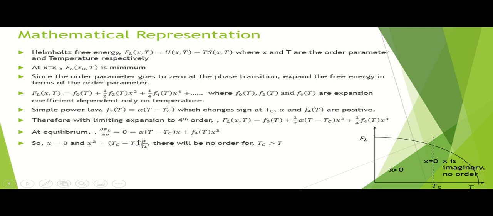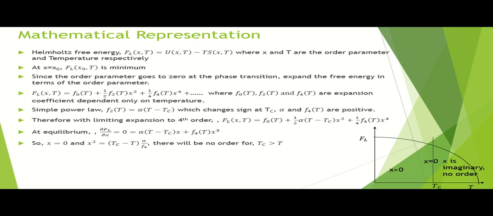So if you take T greater than Tc, this term will come out to be negative, and the square of the negative... and then if you take the square root of x square, you will get x, that is the order parameter, and the square root of a negative number will be imaginary.